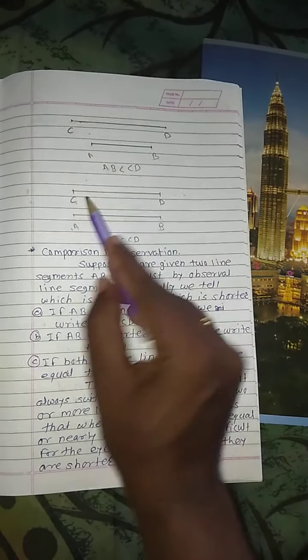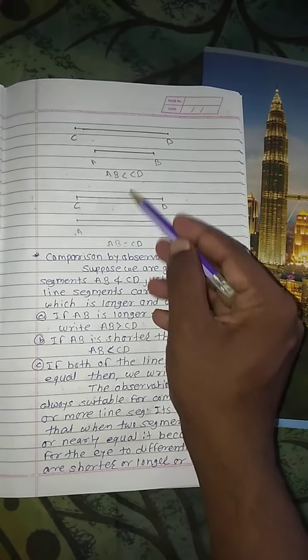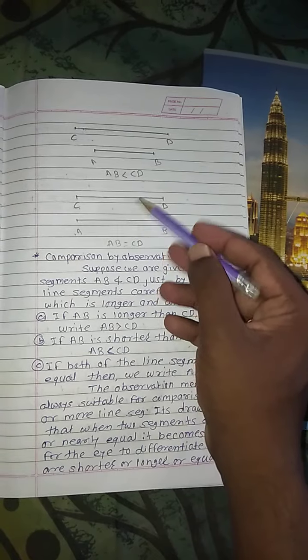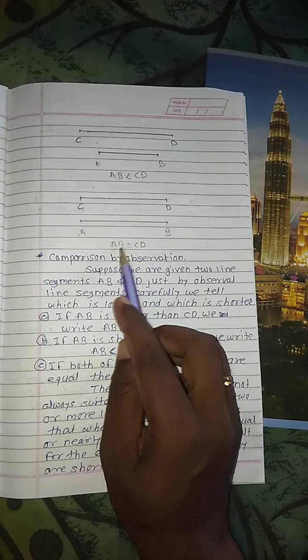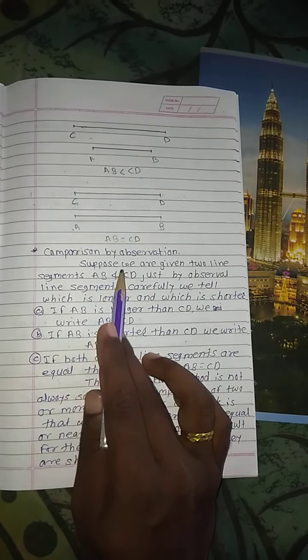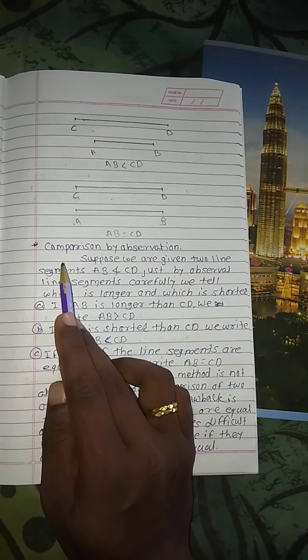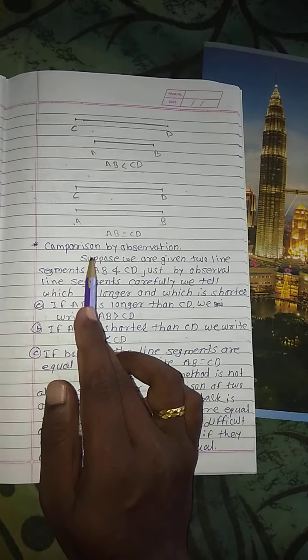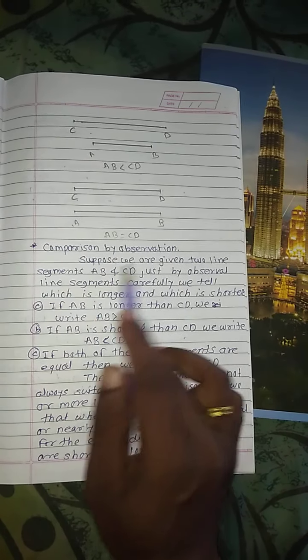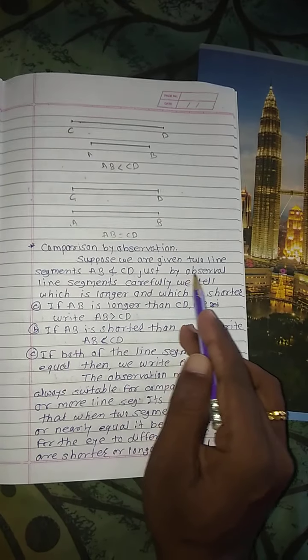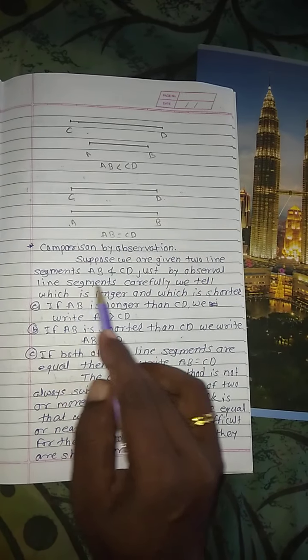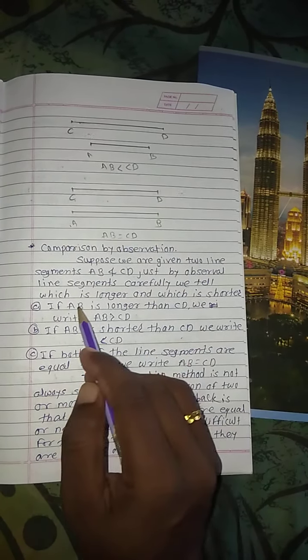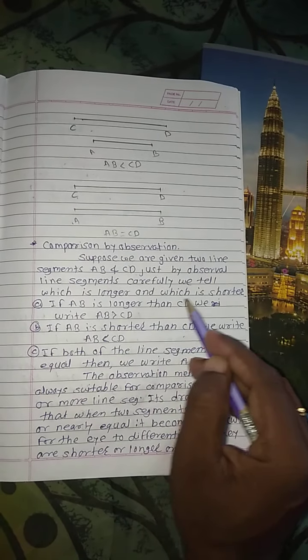And if you observe the third diagram, CD and AB both have the same measurement. That is why we say that AB is equal to CD. It is by observation only. On the basis of observation we write that. Comparison by observation: suppose we are given two line segments AB and CD. Just by observing the line segments carefully we tell which one is longer and which one is shorter.